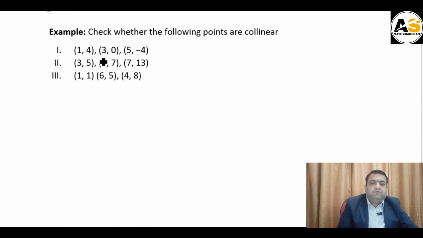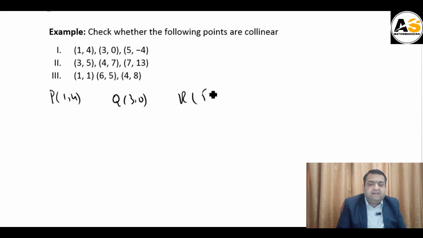Let us solve a few examples. In each of the 3 parts of this question, we are given 3 points and we have to check the collinearity. I am solving part 1. First point is (1, 4). Second point is (3, 0). And third point is (5, -4). First of all, let us find M1, the gradient of PQ.